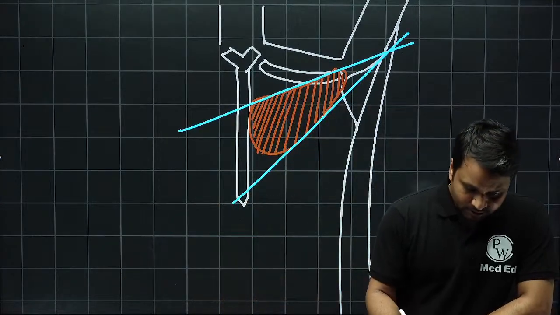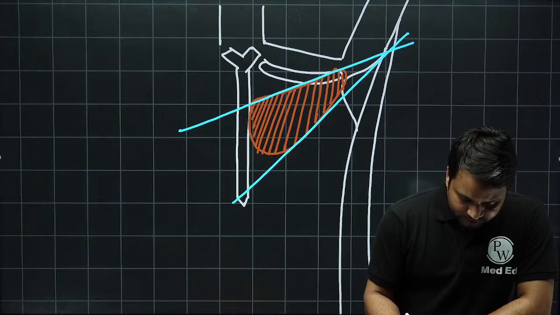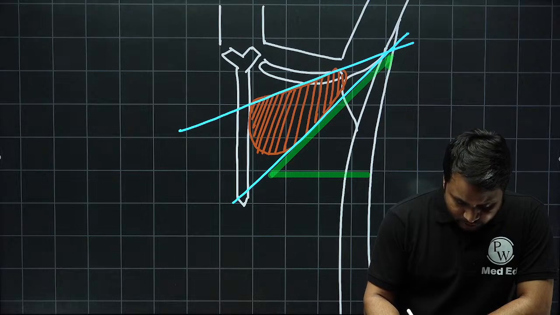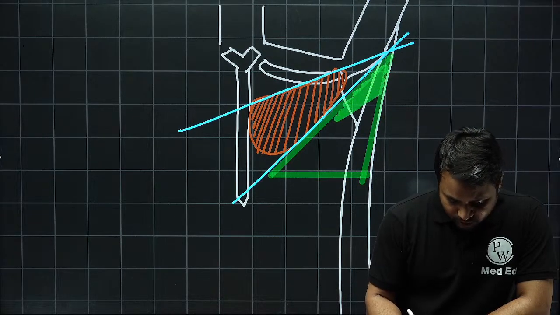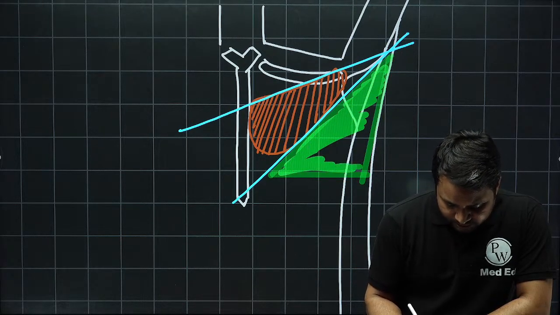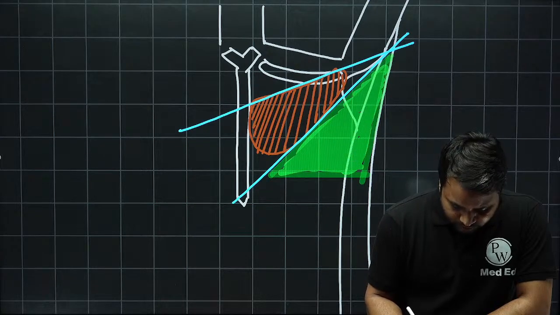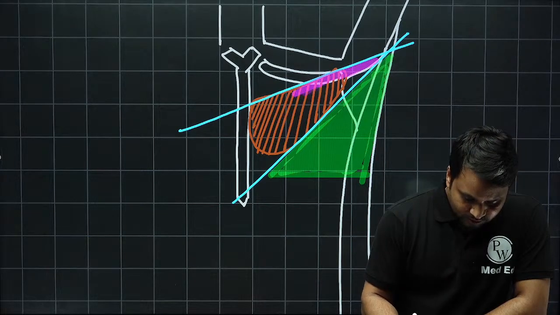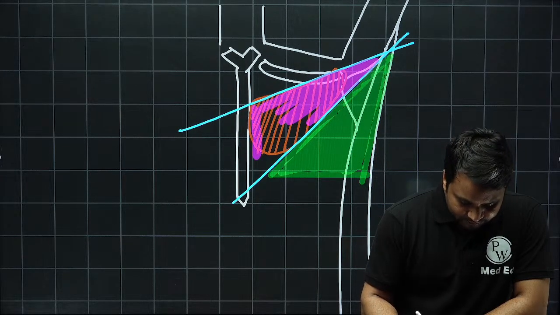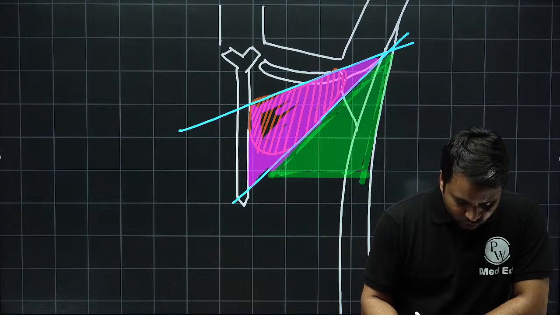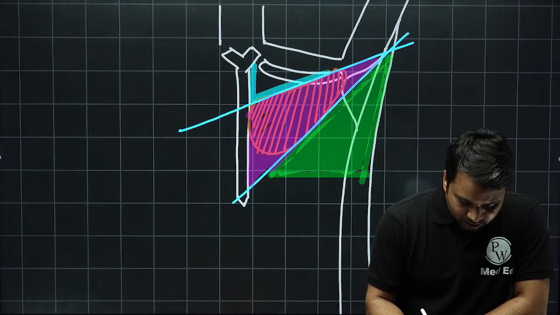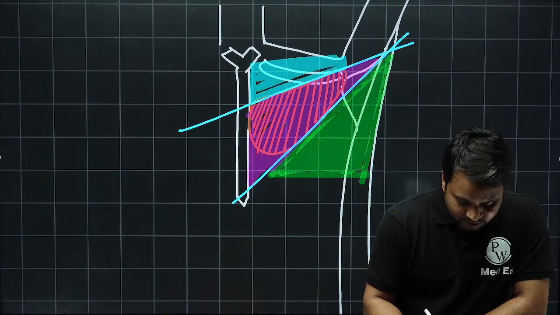So if you look at this, you have this as one zone. Whatever lymphatics are present in this area, we call the level 1 of the breast lymphatics. Whatever is present in this zone, we call the level 2 of the breast lymphatics. And whichever is present above this will be called the level 3 of the breast lymphatics, right?